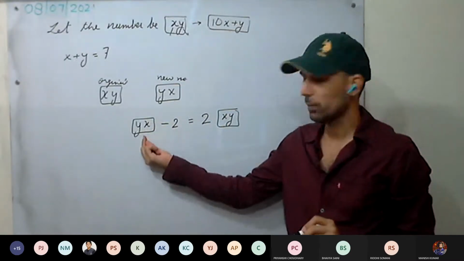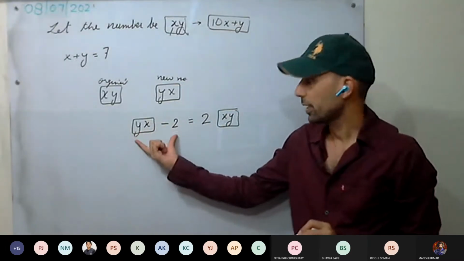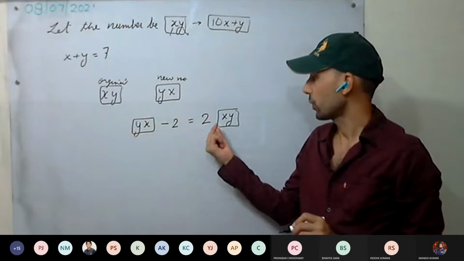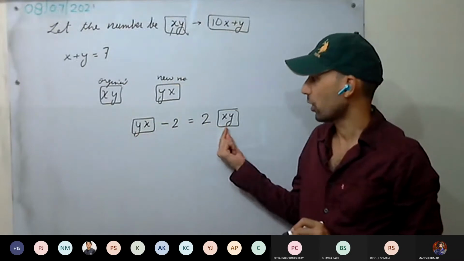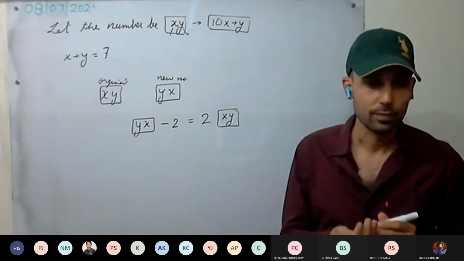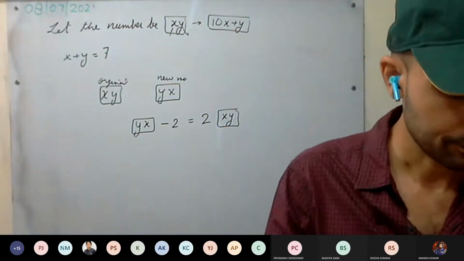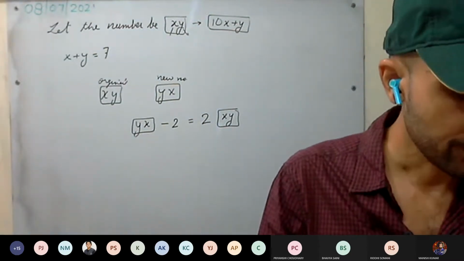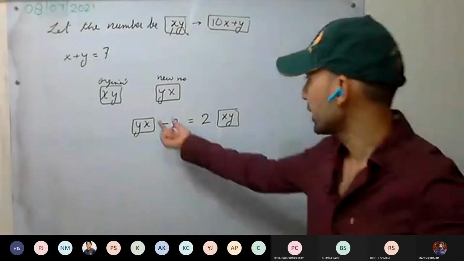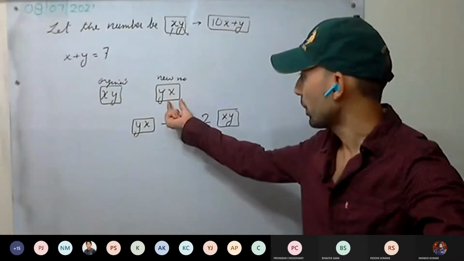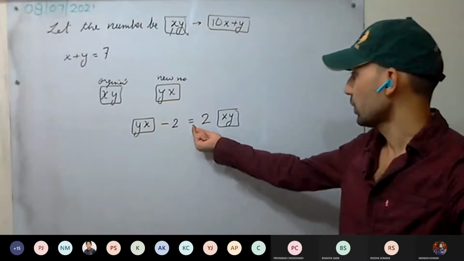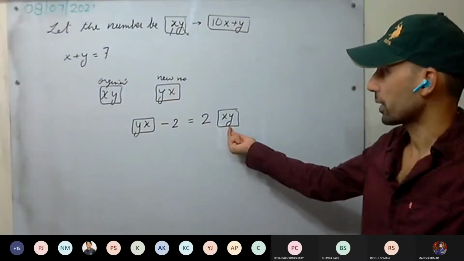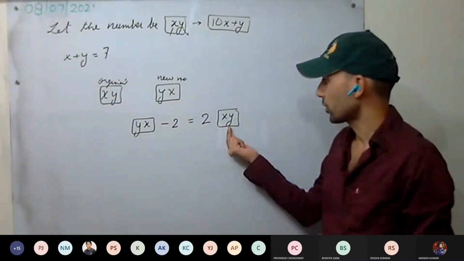So when we are subtracting 2 from the new number, the resultant number becomes equal to twice the original number. Equal to means equal to. Have you understood this step? Yes, sir. If digits are reversed, the new number reduced by 2 becomes equal to twice the original number. This is the new number. This is the original number.